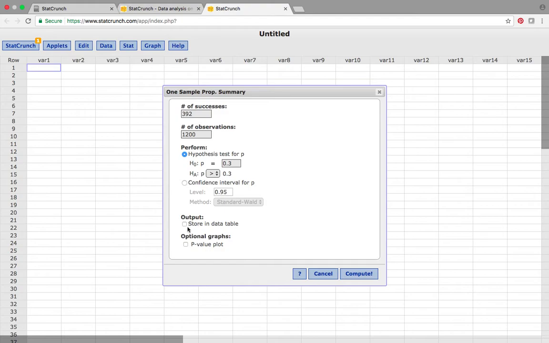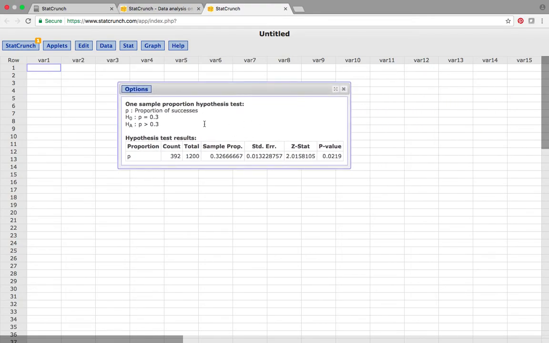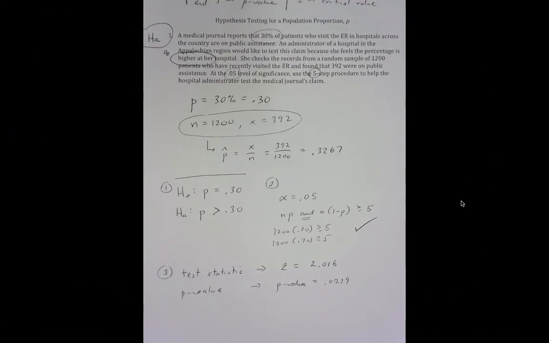Okay, we don't need to store anything. We don't need a p-value plot. Let's just compute. Now guys, when we get our output here, we've got a lot of stuff going on. First of all, we've got our x under count, our n under total. This is our p-hat, the sample proportion. There's the standard error. And then at the end, we've got what we need. We have our z-statistic, which is 2.016, and our p-value is 0.0219. All right, so I wrote those there.